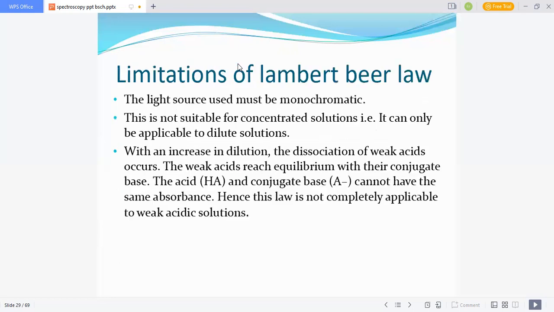Move to next slide. Limitations of Beer-Lambert's law. The light source used must be monochromatic. This is not suitable for concentrated solutions. It can only be applicable to dilute solutions. With increasing dilution, the dissociation of weak acid occurs. The weak acid reaches equilibrium with its conjugate base. The acid and conjugate base cannot have the same absorption. Hence, this law is not completely applicable to weak acidic solutions.